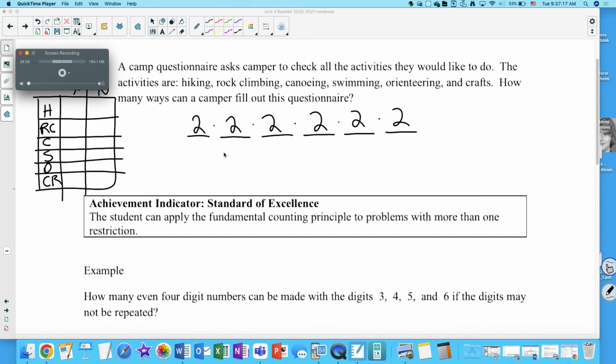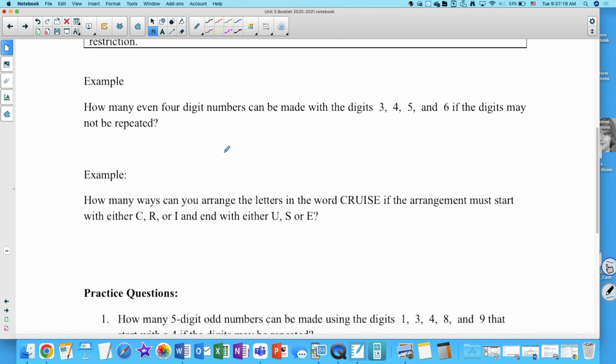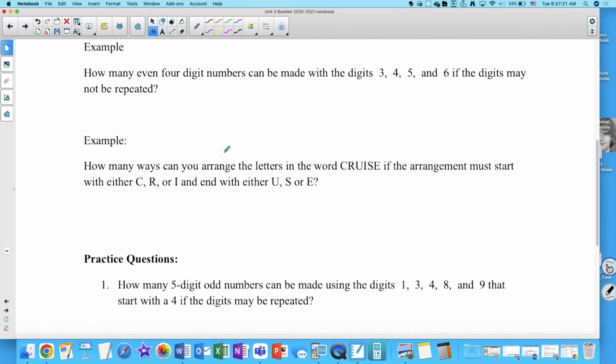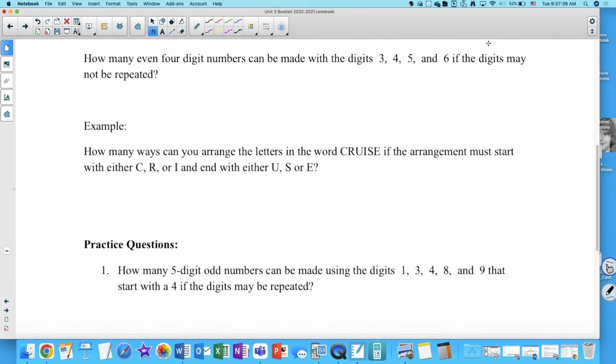Essentially, this is just sort of amping up the difficulty level. We're going to look at situations where you might have several restrictions. Okay, so here we go. How many even 4-digit numbers can be made with the digits 3, 4, 5, and 6 if the digits may not be repeated? How many even 4-digit numbers can you make if the digits cannot be repeated?